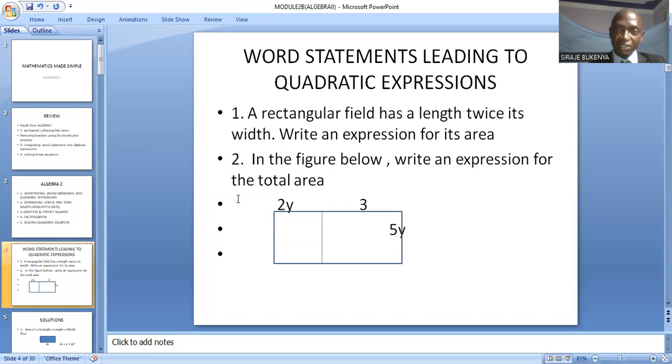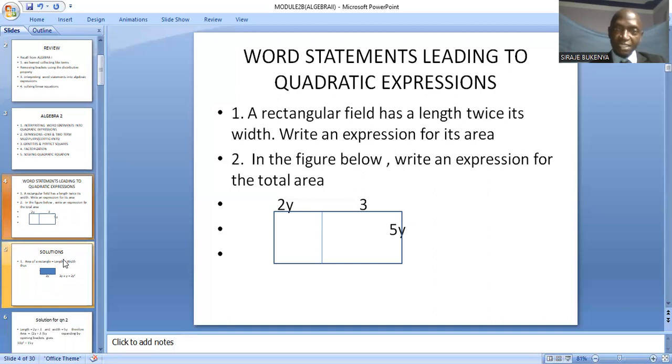That one is quadratic. If you look at some word statements leading to quadratic expressions, like if somebody gives you a rectangular field where the length is twice its width, and you are to write an expression for it. Or if somebody draws a figure and the field has two rectangles, one with a side of 2y, and the other with a side of 3, and they have a common width of 5y. How can you write algebraic expressions for those?